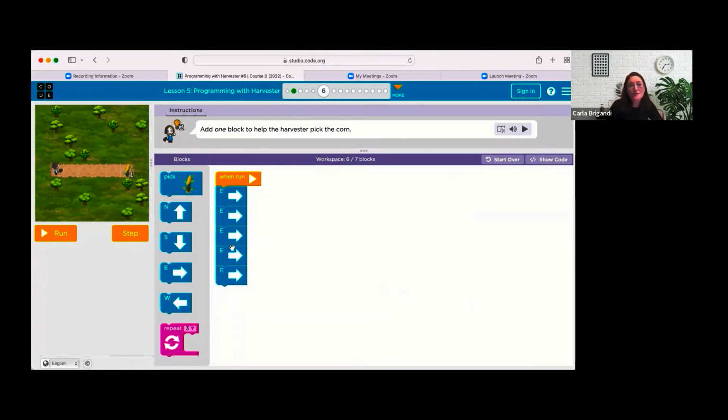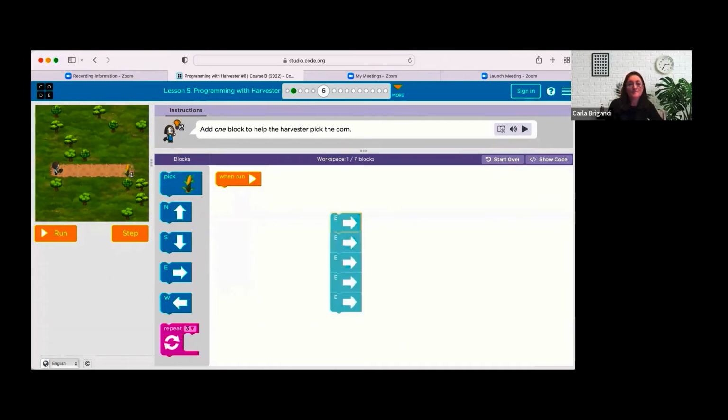1, 2, 3, 4, 5. If I look at my algorithm in my workspace, I can see that there's a pattern. I have Harvester going east 5 times. Let me see if I think that's going to work. 1, 2, 3, 4, 5. I'm comparing my algorithm to my play space. I think it's going to work.